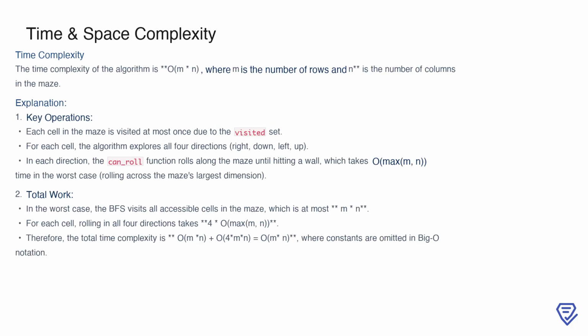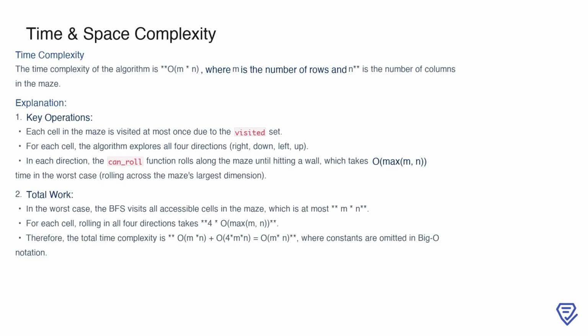Here, we analyze the time complexity of the algorithm. Since we use a breadth-first search, every cell in the maze is visited at most once, which is controlled by the visited set. For each cell, the algorithm explores all 4 possible directions: right, down, left, and up. Now, in any given direction, the can_roll function allows the ball to roll until it hits a wall. This rolling process takes time proportional to the maximum dimension of the maze, which is the larger of the number of rows or columns, denoted as O(max(m, n)).